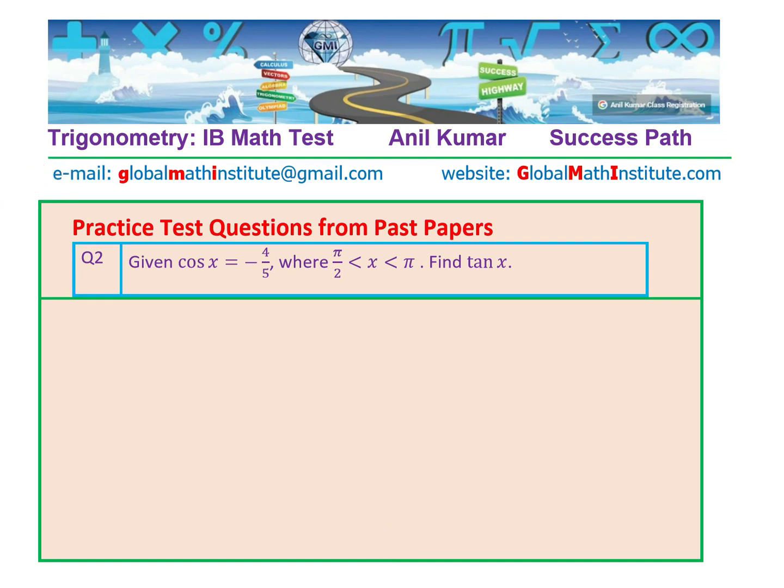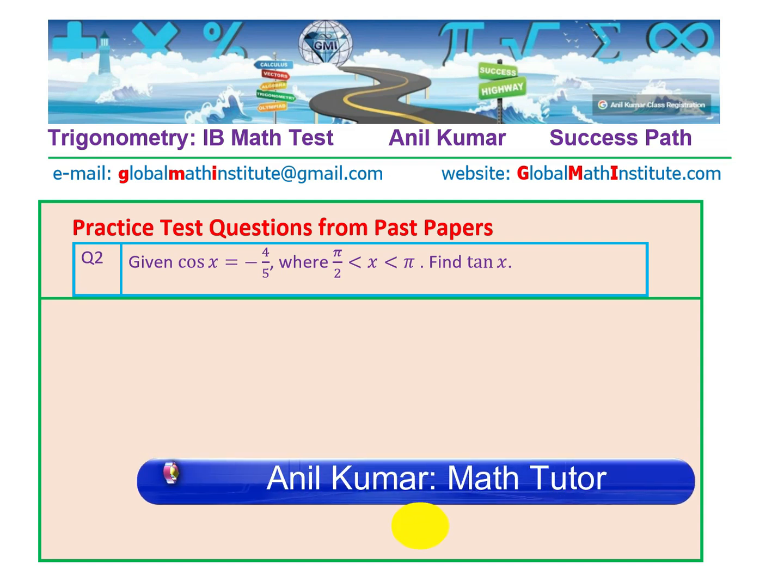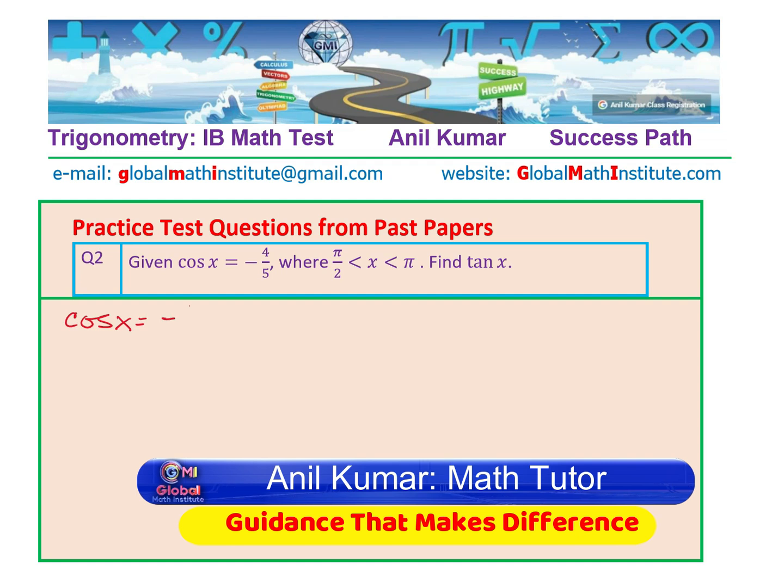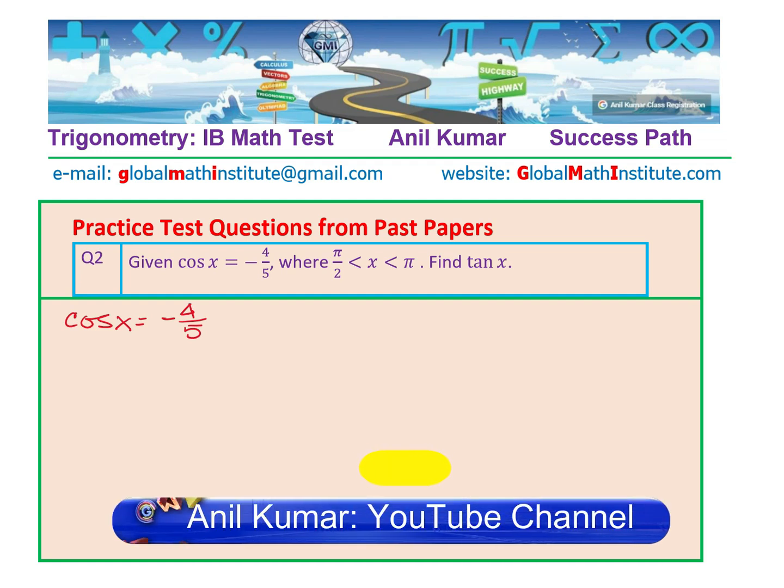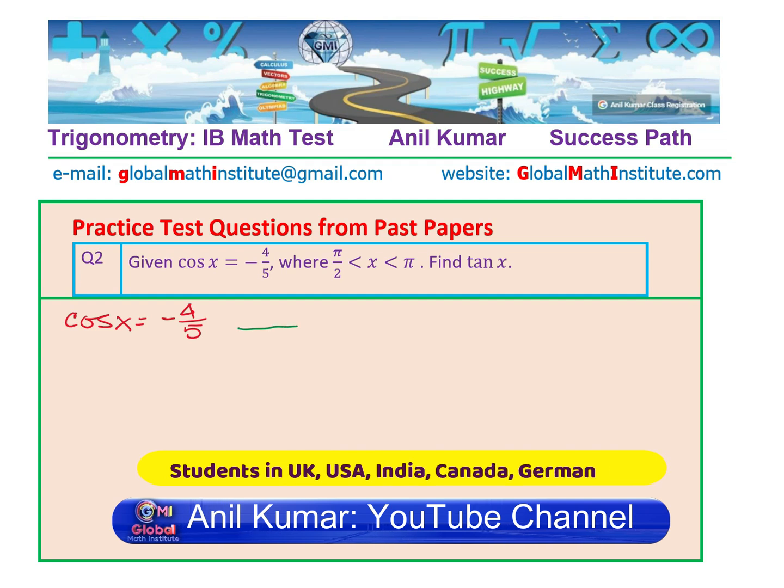Question number 2 here is, given cos x is minus 4 over 5, where x is between pi by 2 and pi, right? So think about it like this. x is between pi by 2 and pi means which quadrant? Well, you are in quadrant 2, right?